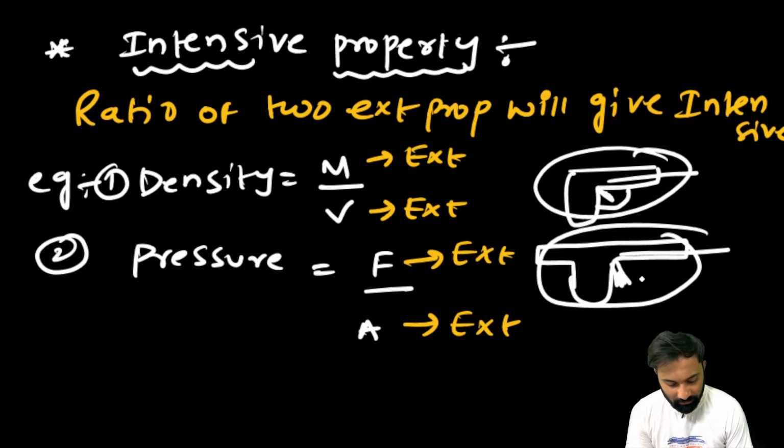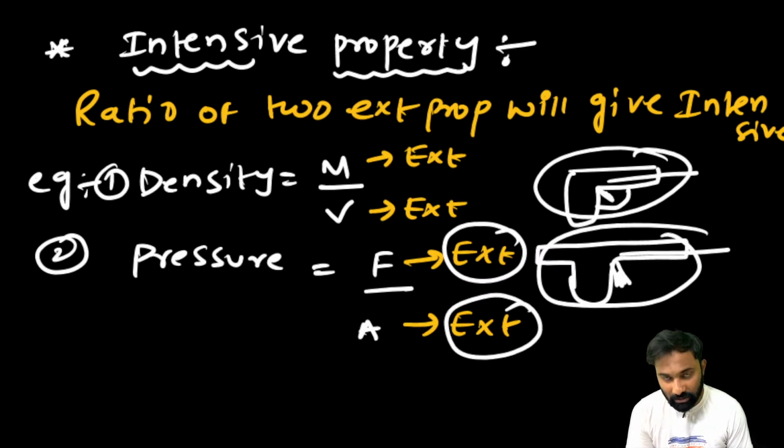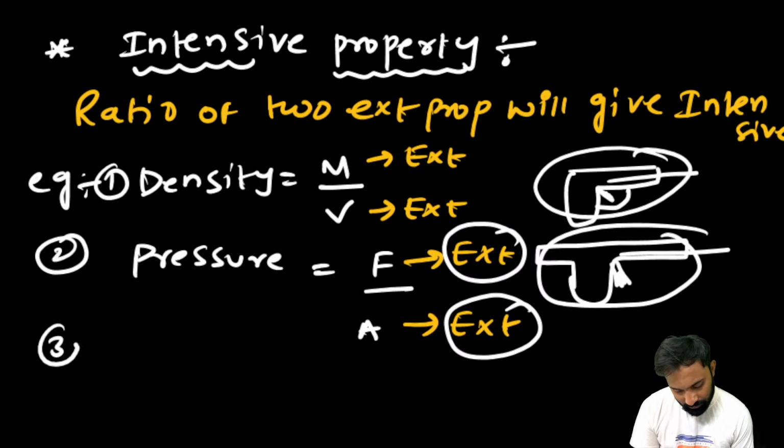It is having the different... Clear? That's the reason it is changing, right? Force is an extensive property. Now the area is also an extensive property. The ratio of two extensive properties will give you an intensive property. Clear? Done.